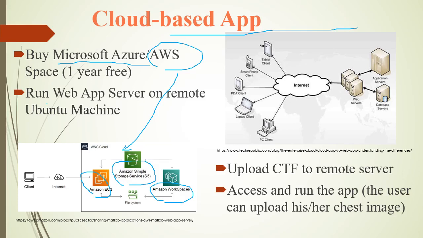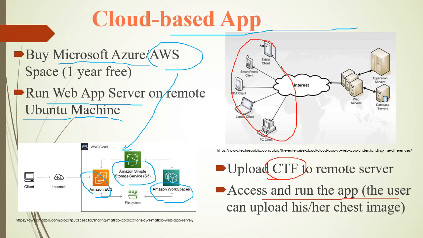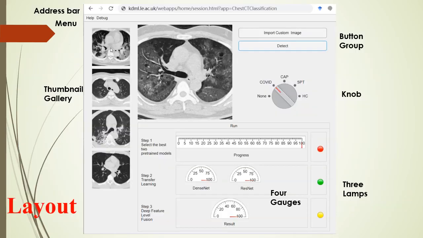Then you need to run the web app server on the remote Ubuntu machine. Here we choose the Ubuntu operating system. Then we come to the right side. What we should do is simply upload the CTF to the remote server. And after that, the tablet client, the smartphone client, the PDA, laptop, and the PC client can get access and run the app. And the user can even upload his or her chest images, and the remote server will give the diagnosis results.